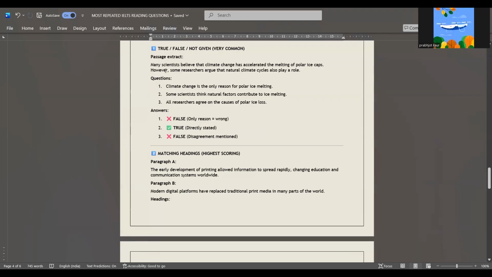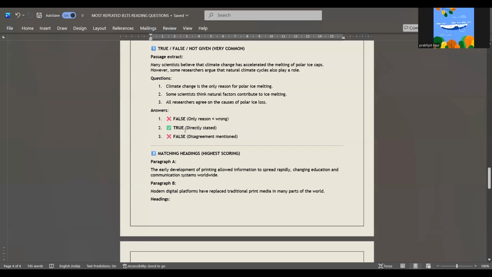So here are two reasons. Many scientists believe that climate change has escalated. Escalated means increase. Melting of polar ice caps. However, some researchers argue that the natural climate cycle also plays a role. So these are two reasons, but the statement says only one reason. So this answer will be false, because only one reason is wrong. So the answer will be false.